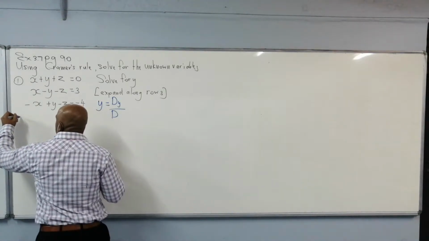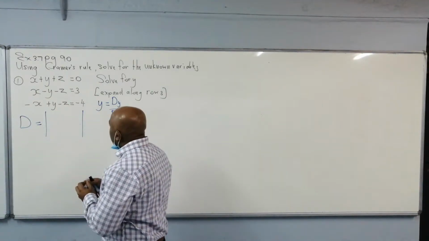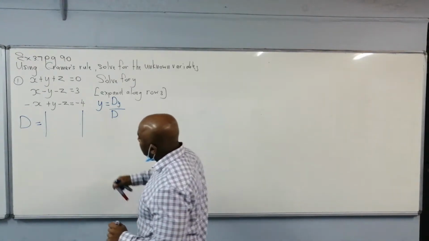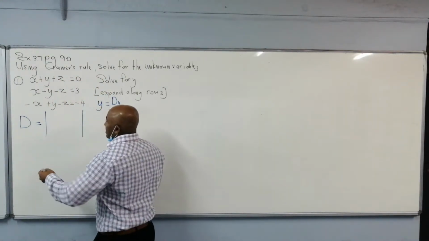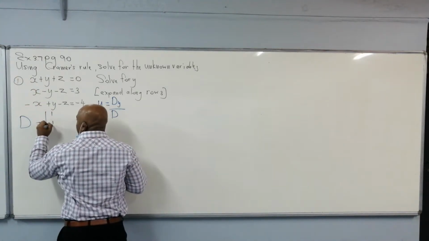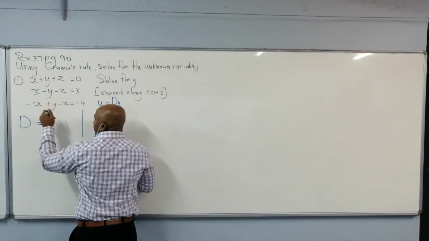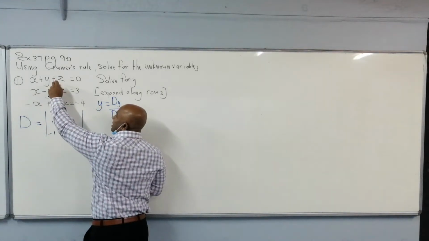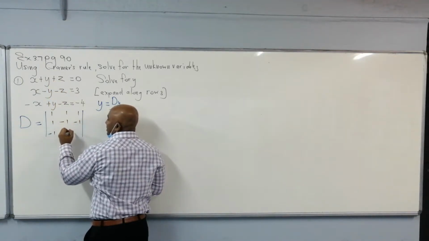Let's write down our d first. So d is called the determinant of the coefficients of x, y, and z. Make sure that all your equations are in order. Clearly they are in order: you've got all the unknowns on the left, constants on the right. So coefficients of x: 1, 1, minus 1. Coefficients of y: 1, minus 1, and 1. Coefficients of z: 1, minus 1, minus 1.